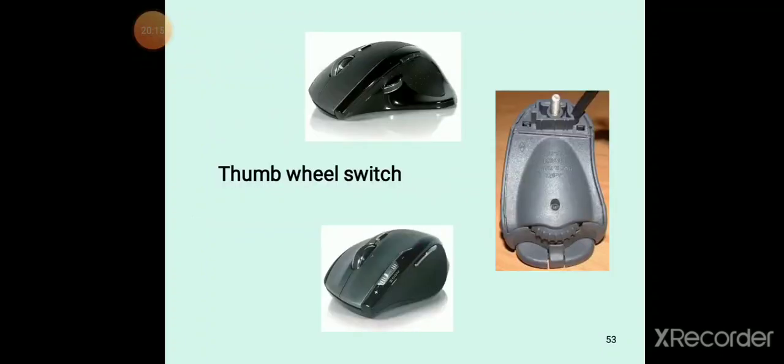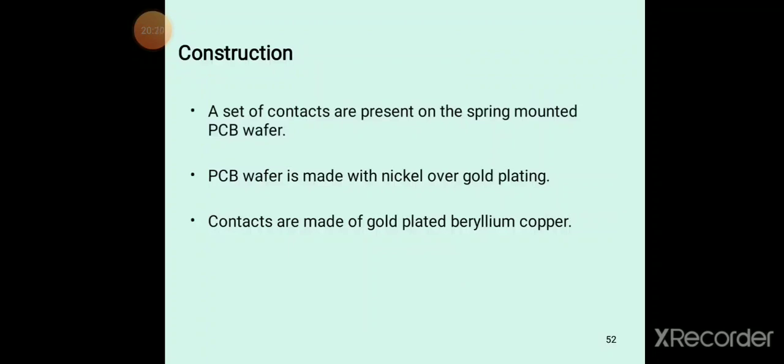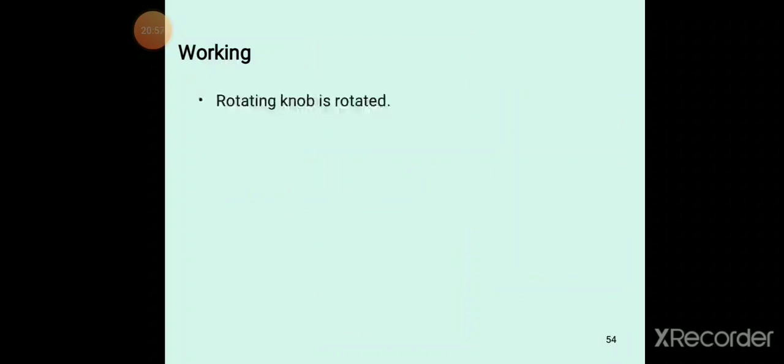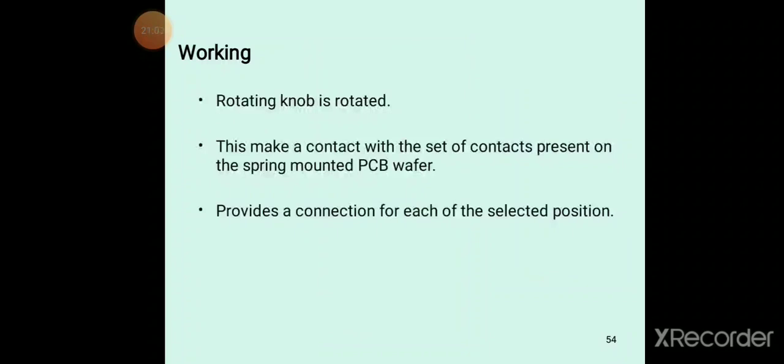You can see the thumb wheel switch. A set of contacts is present on the spring mounted PCB wafer. The PCB wafer is made with nickel over gold plating. Contacts are made of gold plated beryllium copper. You can see the thumb wheel, like on the mouse, we use the thumb wheel. As we move the thumb wheel, the cursor will be moved. When the rotating knob is rotated, this makes a contact with the set of contacts present on the spring mounted PCB. The thumb wheel provides a connection for each of the selected positions. Numbers appear in a narrow vertical window.